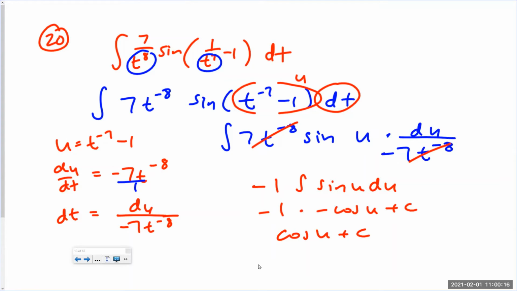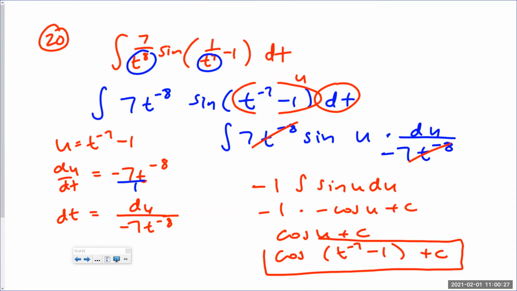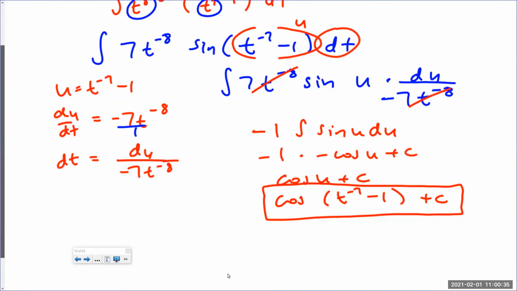It's just the wrong answer. You need to come back and put in your u, and my u is a little bit awkward, but that's okay. It's this big thing right here, t negative 7 minus 1, and that is the right answer. And if you want to take some time to change this to 1 over t to the 7, more power to you, but you don't have to simplify in this class, so that's great the way it is.